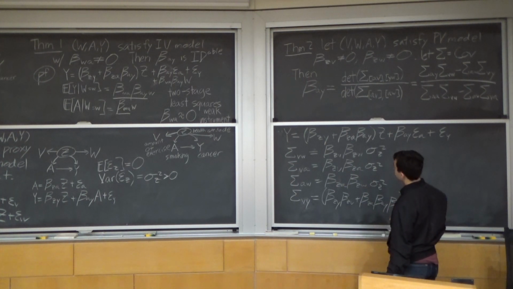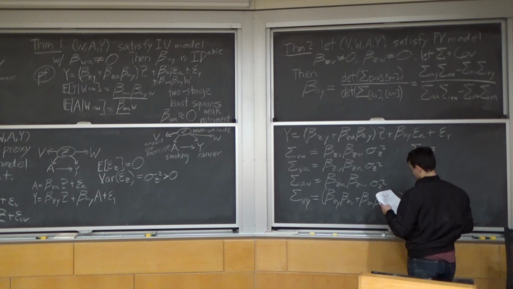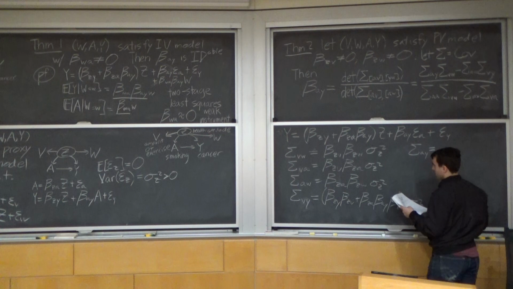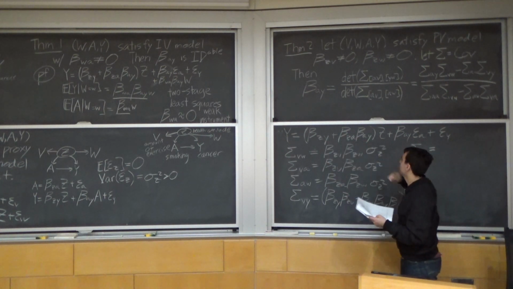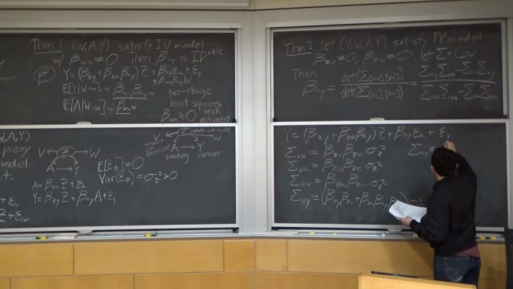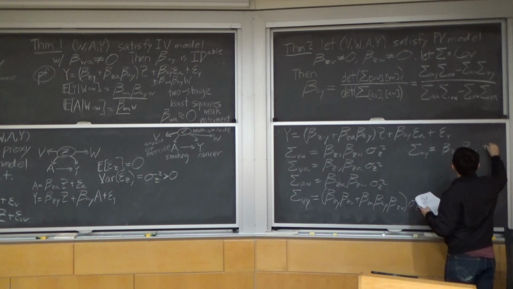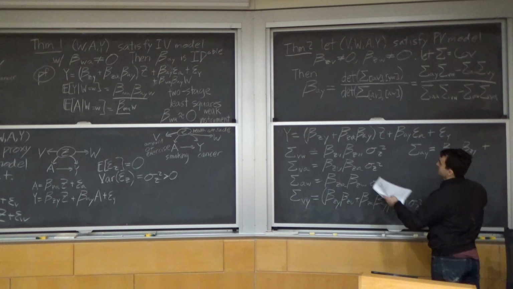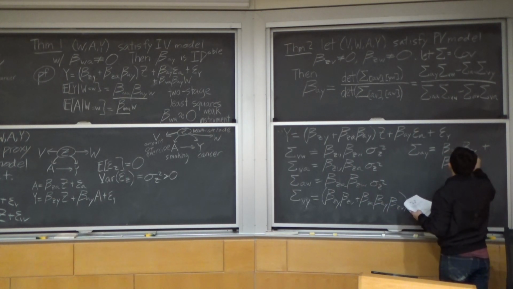Okay, we have 2 more. So what we're missing is the sigma_AY, which is going to be, now we have the beta_za multiplied by all of these terms. So we'll get beta_za beta_zy plus beta_za squared beta_ay.